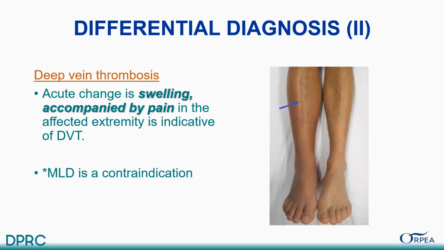Deep vein thrombosis. Acute change in swelling accompanied by pain in the affected extremity is indicative of DVT. As we see in the picture, only one limb is swollen, the other one remains normal. In that case, manual lymphatic drainage is a contraindication. However, compression is in many cases indicated.